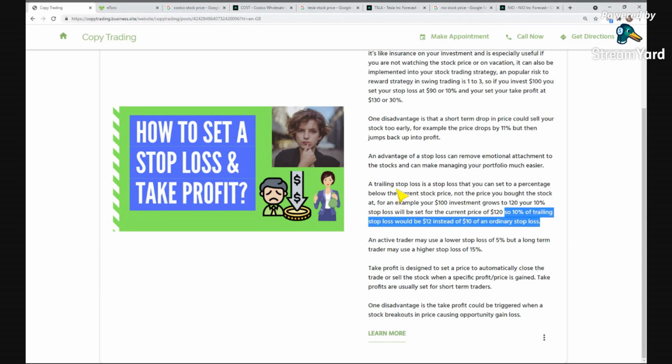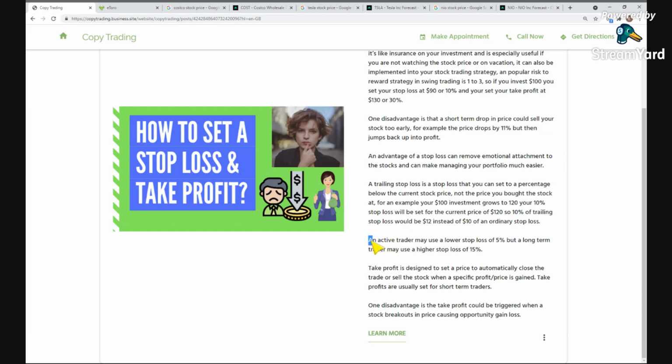So with a trailing stop loss, it follows the price of the stock. As it keeps gaining and gaining, it follows that, and it takes 10% of your current investment. The price increases as the stock price rises, so it's safe to protect your gains. It follows your investment. So if your investment grows to $120, it'll be 10% of 120 instead of 10% of $100.